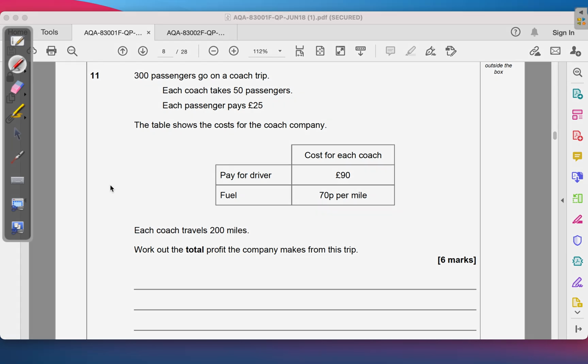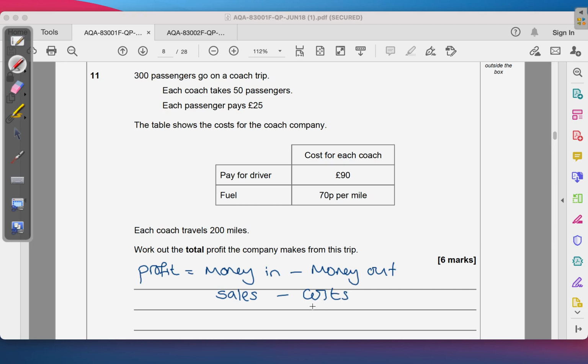Okay, so the first thing we need to realise is what profit is. Now, profit is simply money in, take away money out. Or you could say sales minus costs.